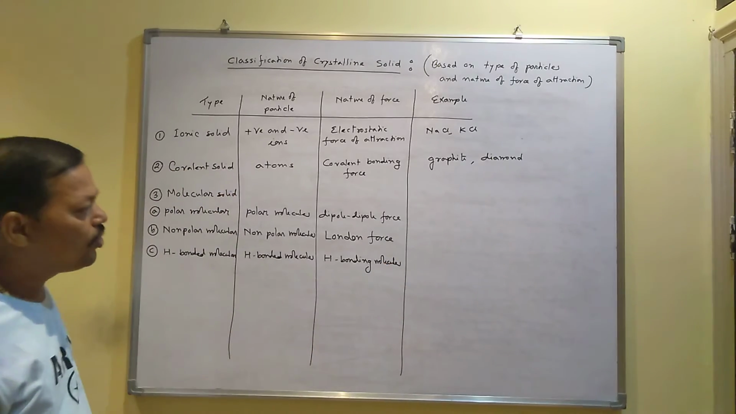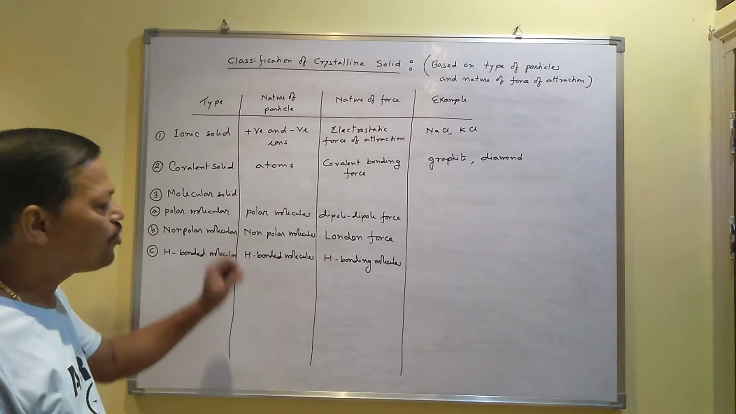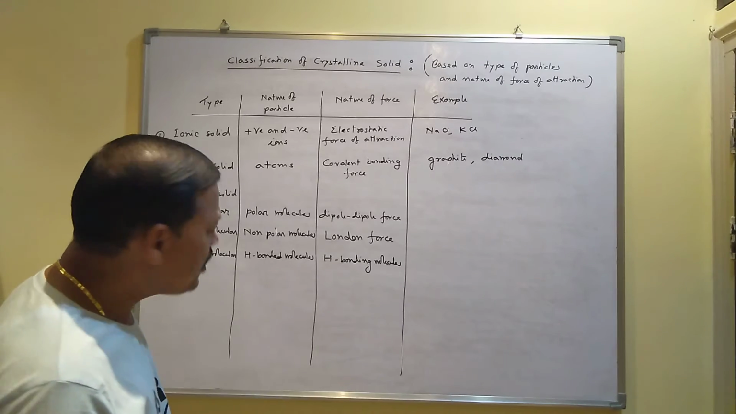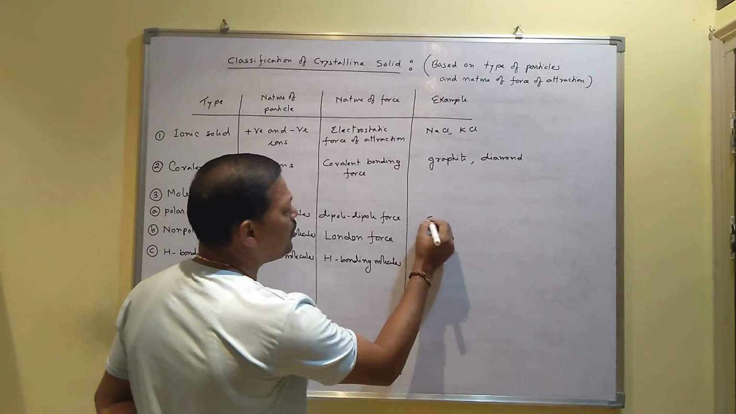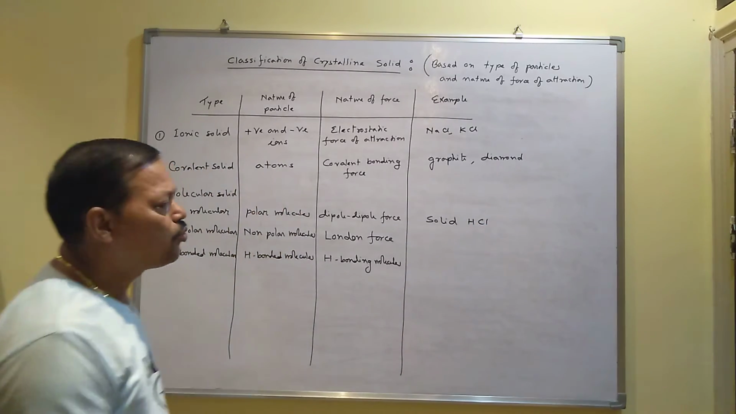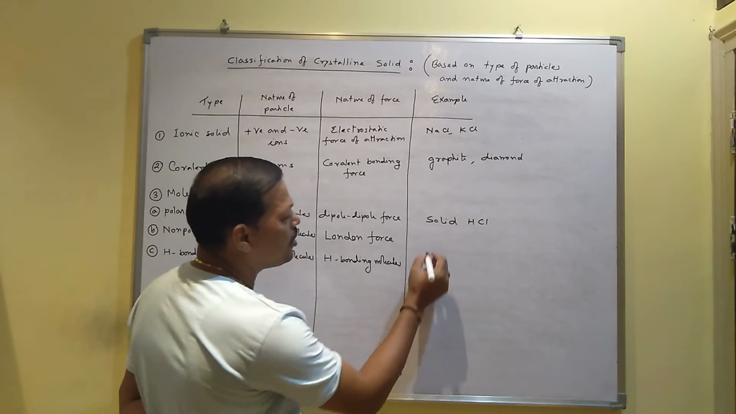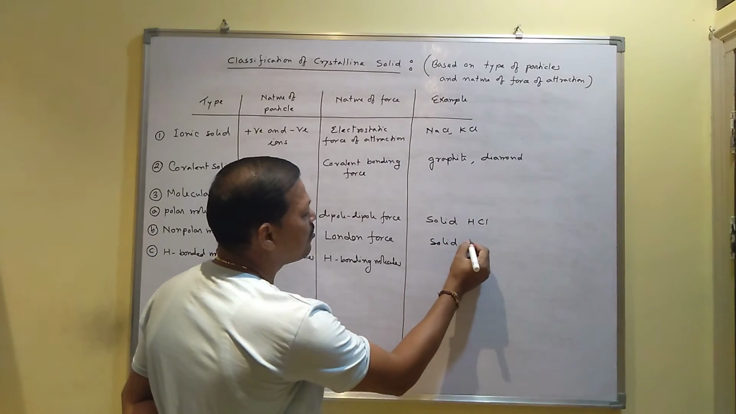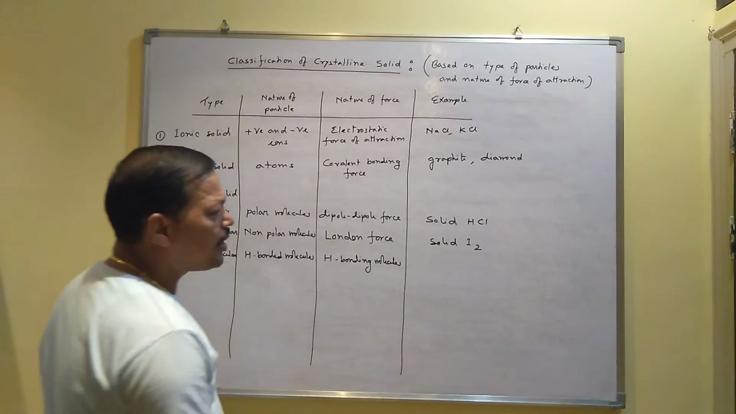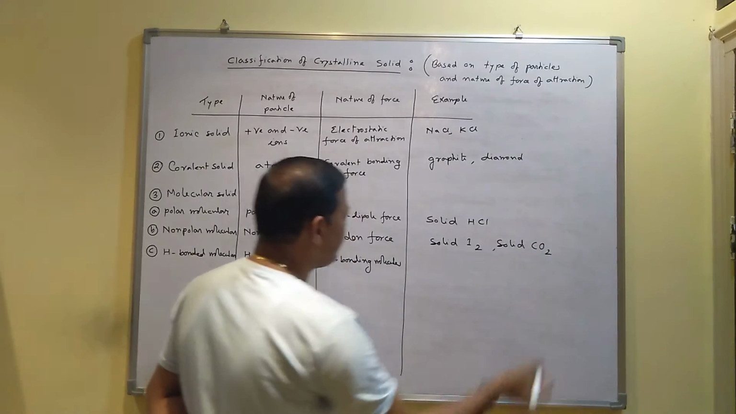Hydrogen bonding molecules. And if you want to know the examples of polar molecular solid and non-polar molecular solid, then one example you can write. Polar molecular solid example you can write solid HCl. It is one example of polar molecular solid. Non-polar molecular solid you can write solid iodine. Iodine is non-polar. And solid carbon dioxide also you can write, because carbon dioxide is also a non-polar molecule.